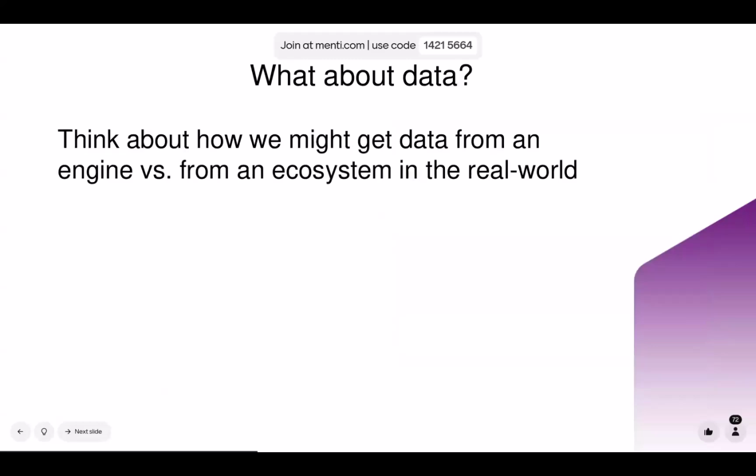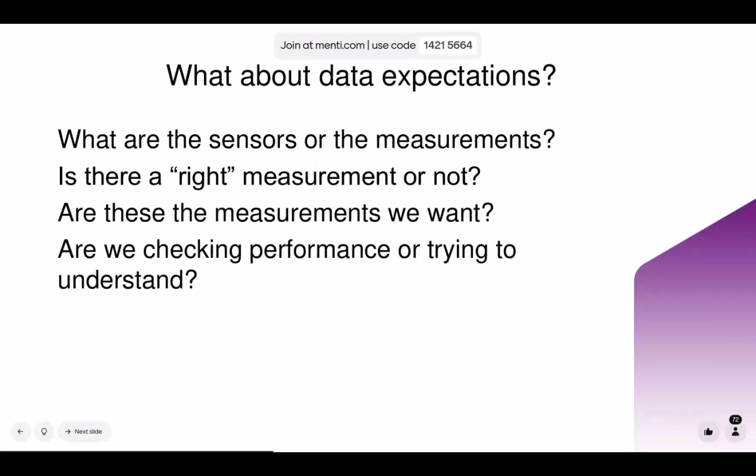Now think about data in these two kinds of systems. How would you get data from an engine or from an ecosystem in the real world? Now, you'd probably think observations and sensors and measurements and these things, and you would not be wrong. But think about how they're different in the engine versus the ecosystem. So are they internal or external to the system? Do they influence the system, or can they be treated like neutral observers? Do they look at a part of the system or the whole? Are they directly measuring the thing you want to measure, or are they measuring something that you use as an indication of what you want to measure?